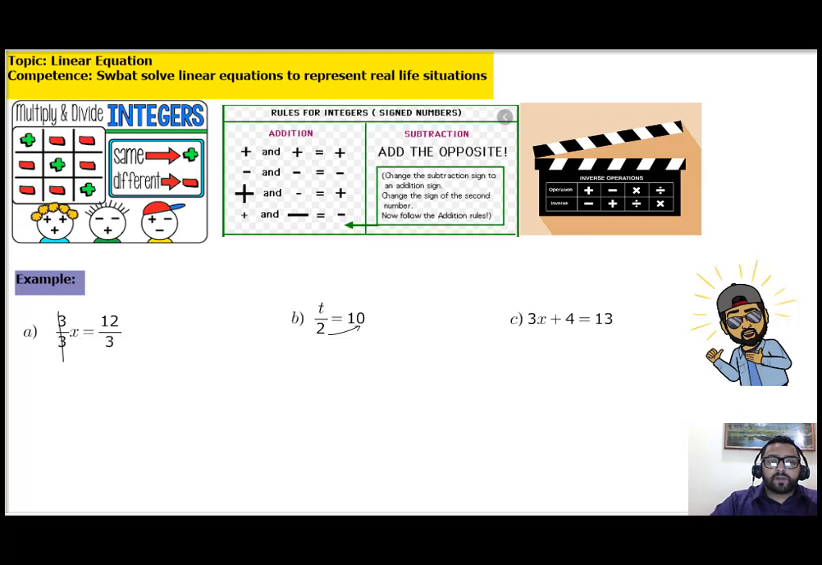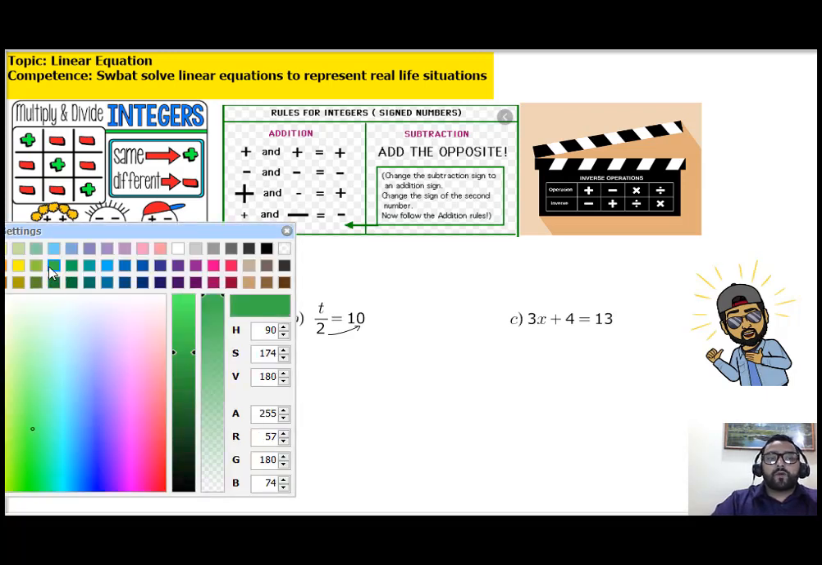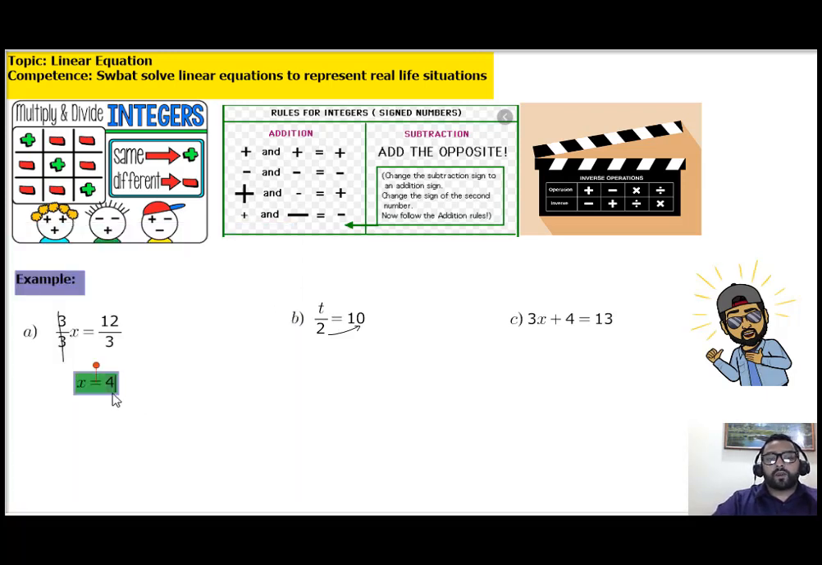So 3 divided by 3 gives us 1. You can write 1x or only x. And then you divide 12 divided by 3, which is 4. And this is going to be the answer for the first equation that we have here.